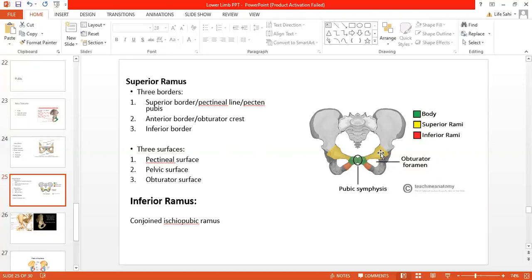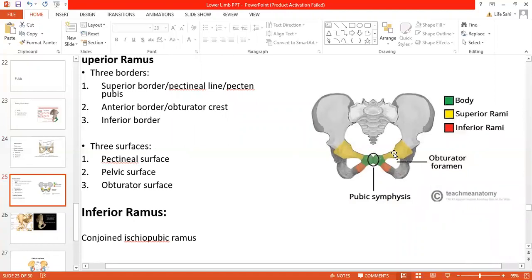Here in this diagram, you can see it is colored yellow. The inferior ramus, as the name indicates, is directed inferiorly and downwards as compared to superior ramus. And here in this diagram, it is shown red. Starting with the bony features of the superior ramus, it has three borders. It has a superior border, an anterior border, and an inferior border.